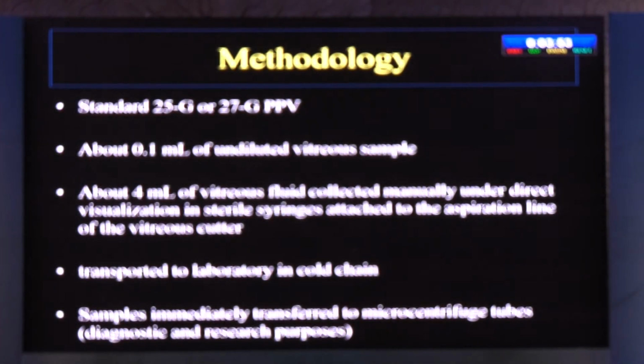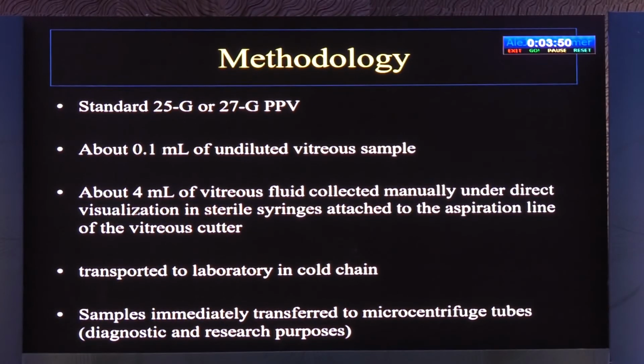So nowadays, in the era of microincision vitreous surgery, we routinely perform the standard 25 or 27 gauge vitrectomy. About 0.1 ml, that is 100 microliters, of undiluted vitreous sample can be collected without any damage to the eye, followed by about 4 ml of diluted vitreous sample, which is collected manually under direct visualization in sterile syringes attached to the aspiration line of the vitreous cutter, and then transported to the laboratory in cold chain. The samples are immediately transferred to the microcentrifuge tubes, and they are divided there for diagnostic and research purposes.